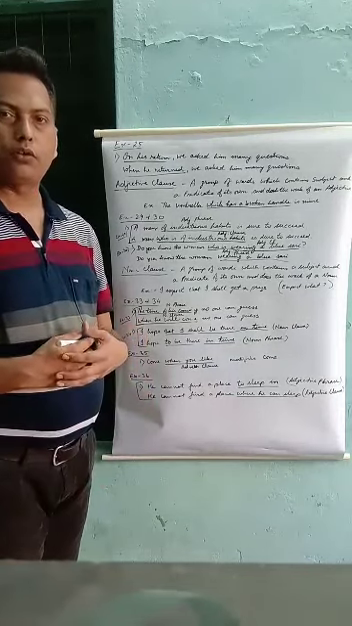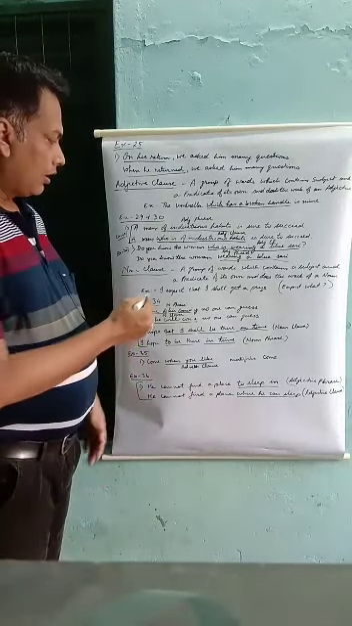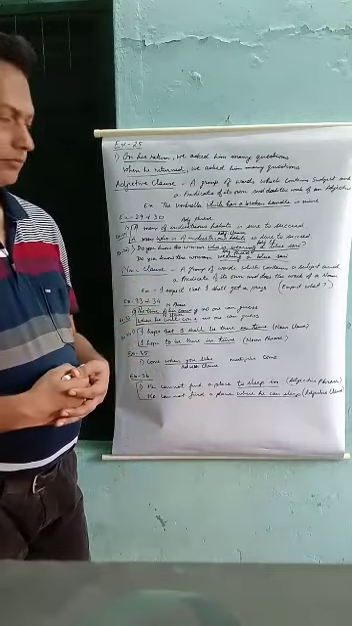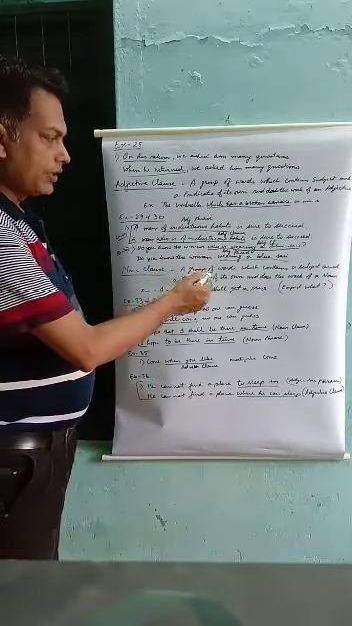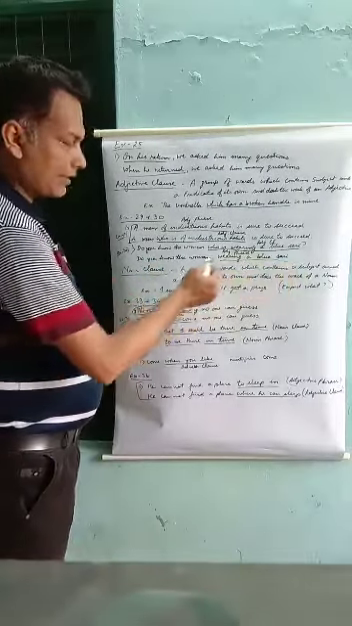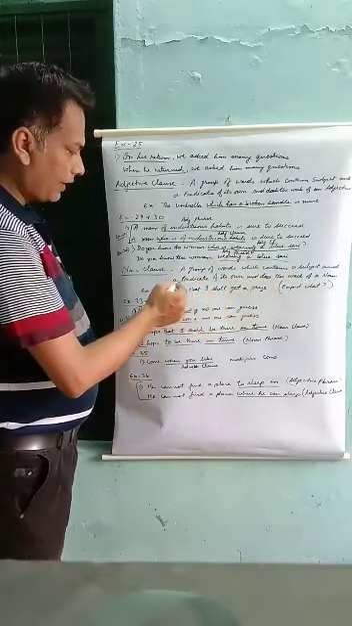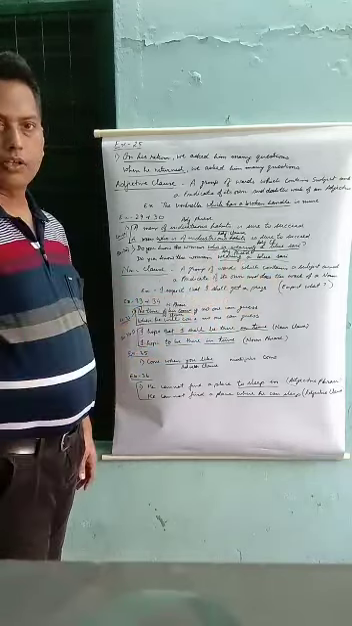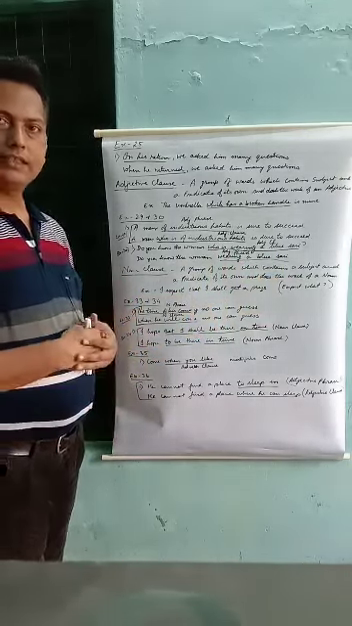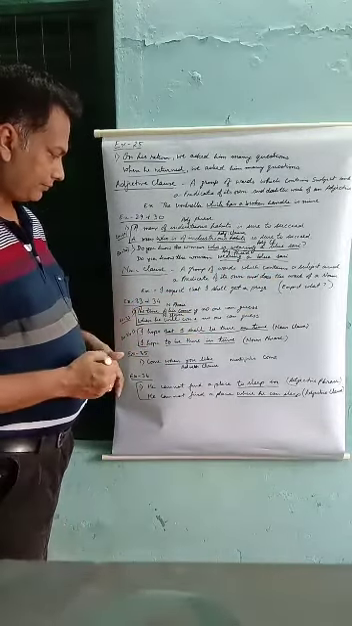Next is noun clause. Now what's a noun clause? A group of words which contains a subject and a predicate of its own and does the work of a noun is called a noun clause. Let's understand with the help of an example.